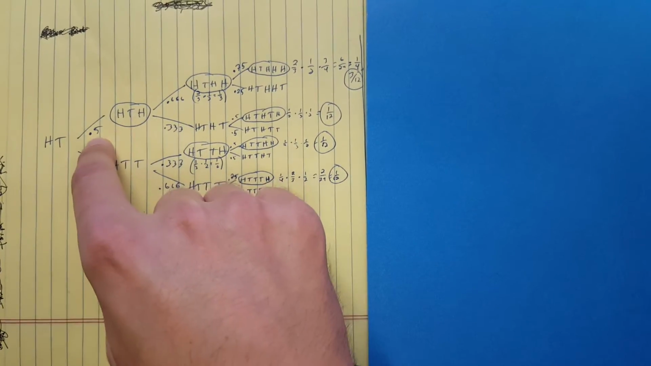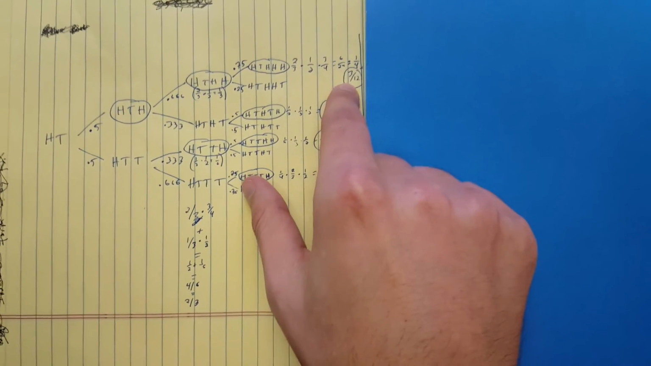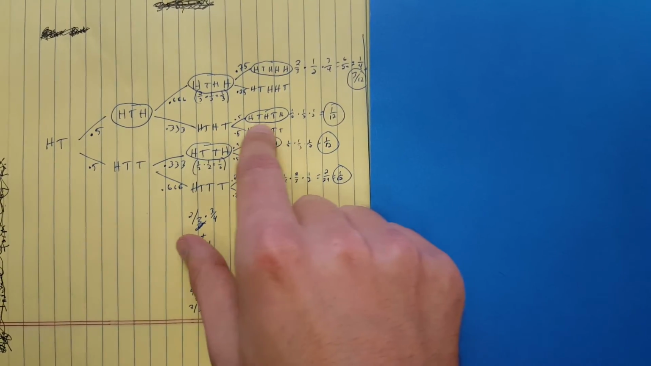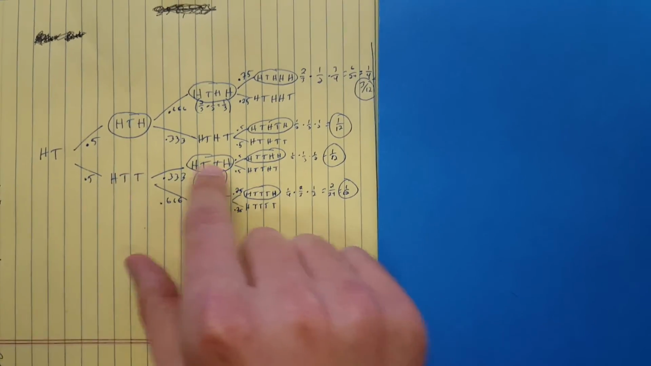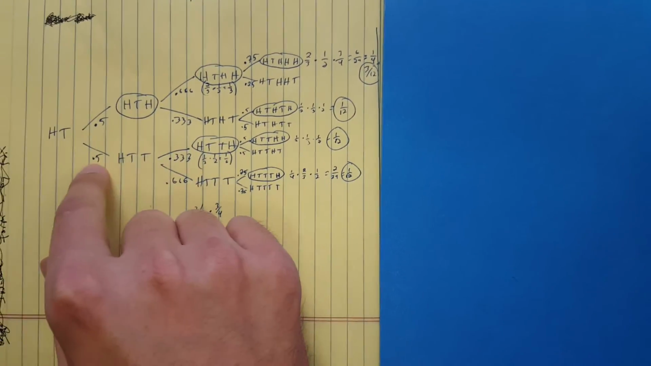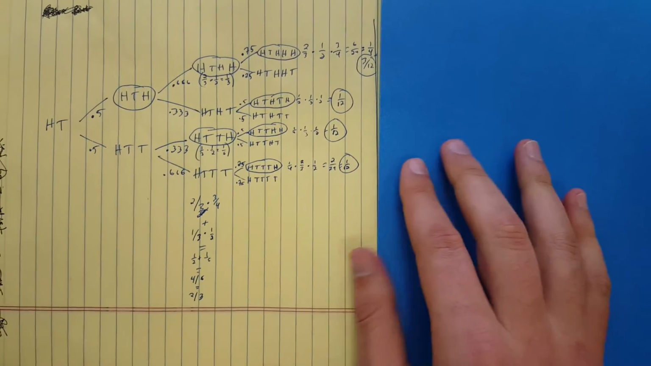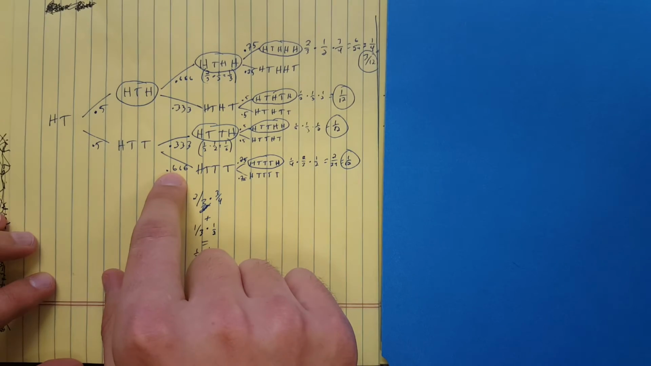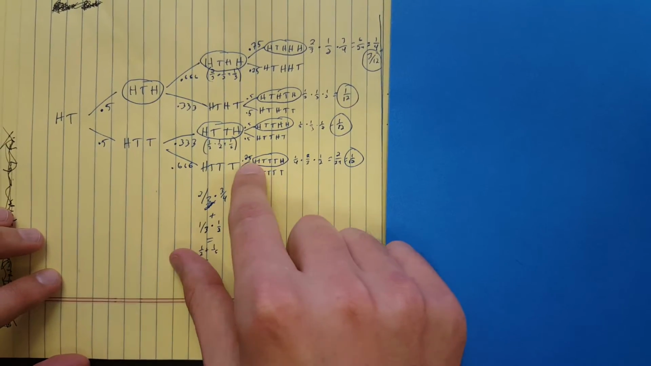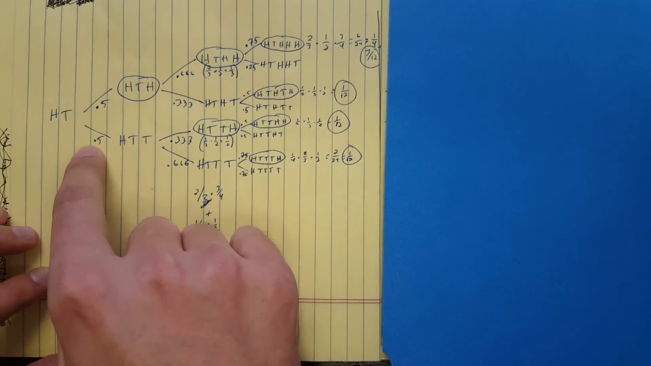3/4 times 2/3 times 1/2 equals 1/4, which we're going to turn into 3/12 just so that they all can sum up cleanly. Here, 1/2 times 1/3 times 1/2 is 1/12. Same math here. 1/2 times 1/3 times 1/2 is 1/12. And then the same at the bottom. This time it's going to be 2/3, so it's 1/2 times 2/3 times 1/2.